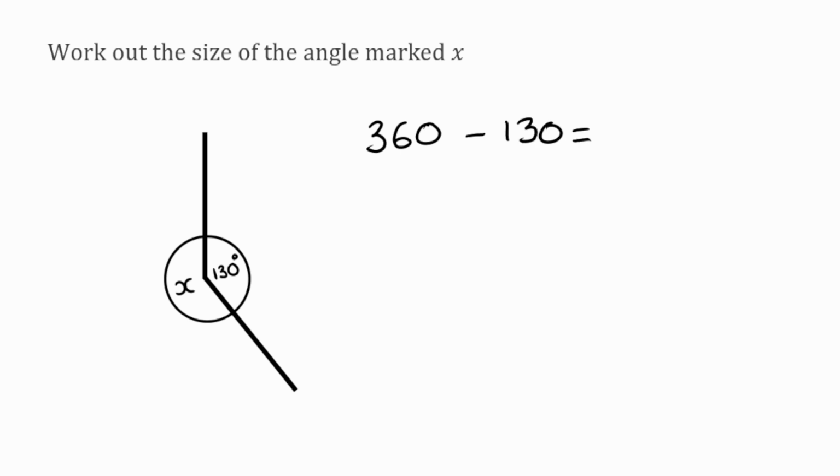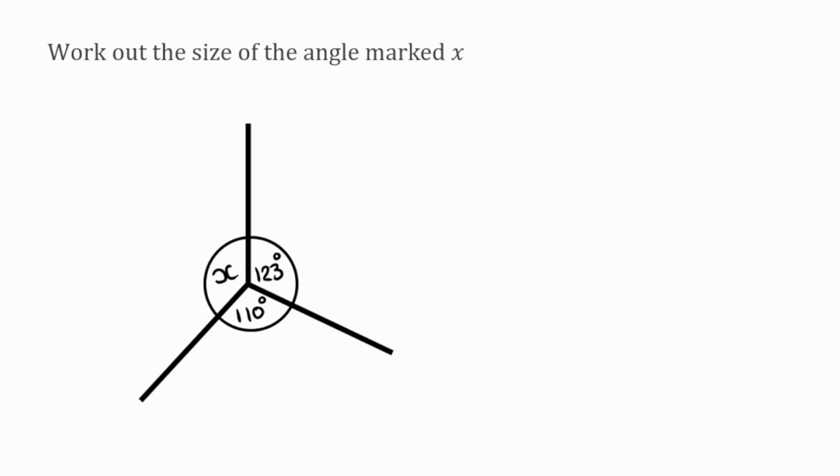So if we do that, that leaves us with 230. So our missing angle X would be 230 degrees. And we can go back and check our answer by plugging that back in. If I add that 230 degrees with the 130 that we were given, we get back to 360. So we know we've got the correct answer.